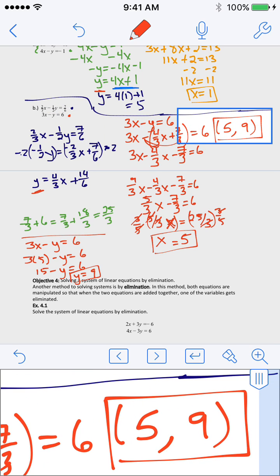Alright, if you have any questions, make sure you pause. We're going to go talk about elimination now. But substitution is a method you will have to practice on your homework, and it saves you a lot of time if you can identify those things that you can substitute.